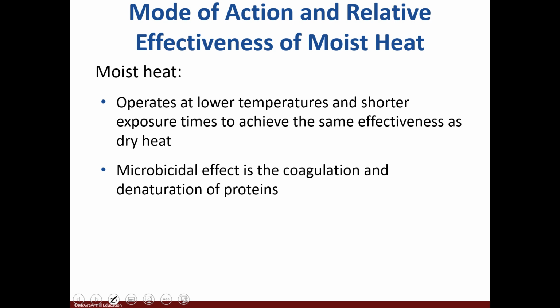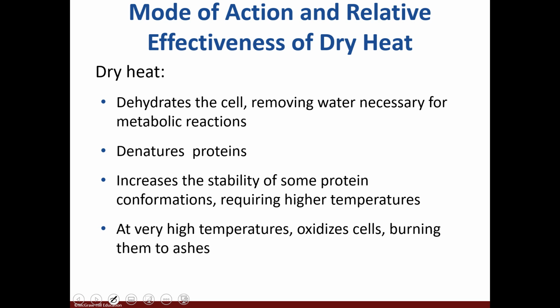Moist heat works at lower temperatures and requires a shorter exposure time. It is considered a microbicidal method, and its mode of action is coagulation and denaturation of proteins. Dry heat takes water away from the cell and denatures proteins. It can increase the stability of proteins, so higher temps are required. At extremely high temperatures, the cells are oxidized and burned. This occurs through the use of a Bunsen burner.